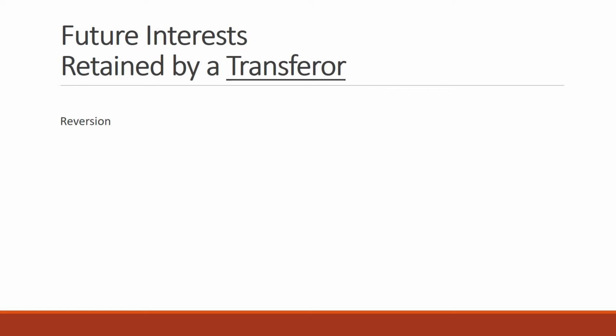And just to review, those interests are a reversion, which we said can happen with a life estate, for example. We have a possibility of a reverter, and we have a right of entry, right? So those were the three that we looked at. Reversions happen if there is a life estate. Possibility of reverter can happen if we have a fee simple determinable, and a right of reentry happens when we have a fee simple subject to condition subsequent. So these are the future interests that can be retained by a transferor.